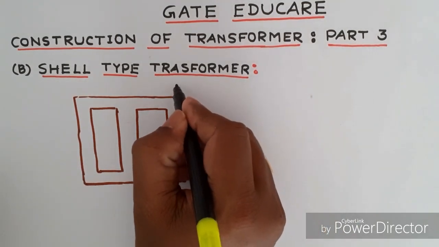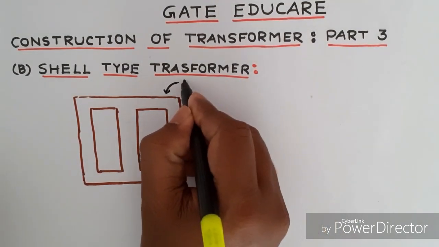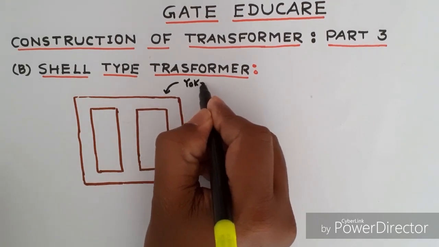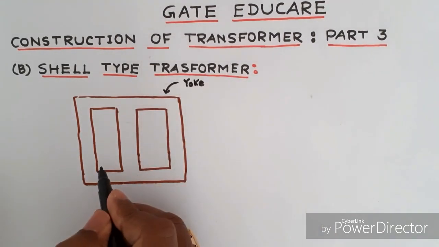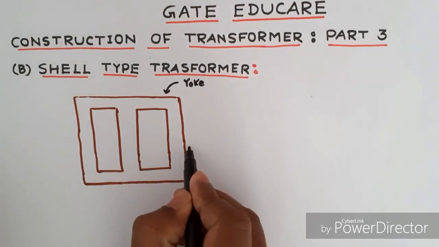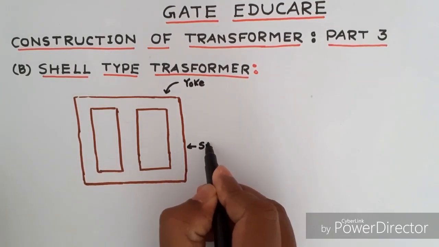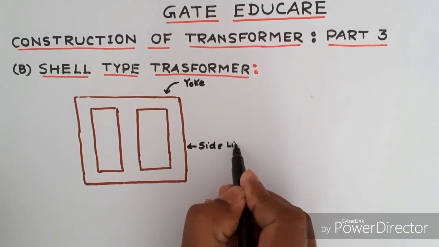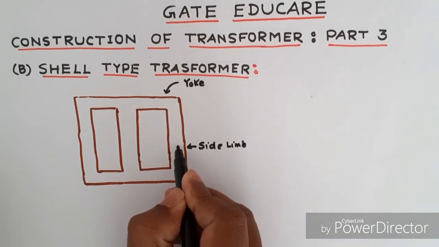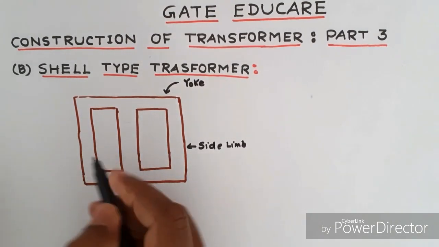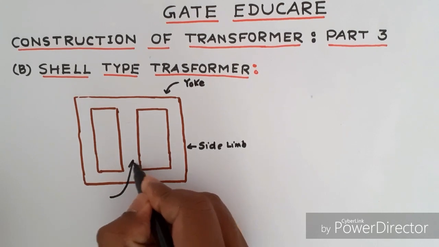Now, this is called yoke and it has three legs or limbs. There are two side limbs, side limb 1 and side limb 2, and one middle leg or middle limb.